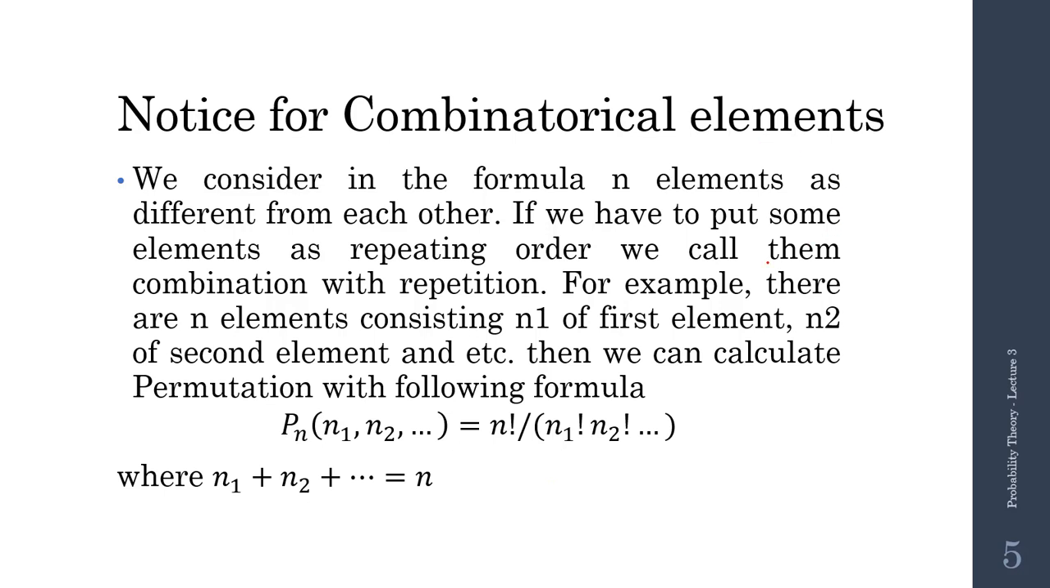If you remember, we had the permutation formula Pn equals n factorial, which is 1 times 2 times 3 times 4 and etc. till the number n. But in this case we have to write Pn of n1, n2 and etc. So we want to calculate the permutation of n elements consisting of n1 of first, n2 of second and others. If we calculate the sum of these elements, they should make number n.